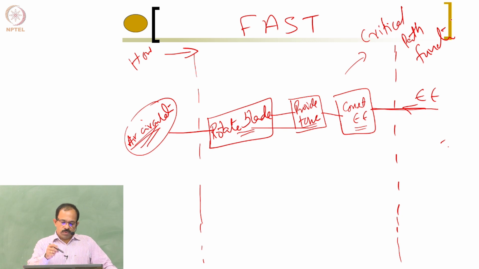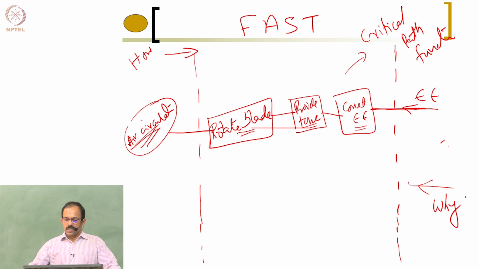Okay, so this is the first step. Now you can actually do it from the other side also. We can ask the question from here, why? Why do you provide electricity? Because you want to convert the electrical energy. Why do you want to convert the electrical energy? Because you want to create torque. Why do you want to create torque? Because you want to rotate the blade. Why do you want to rotate the blade? Because you want to get air circulation.